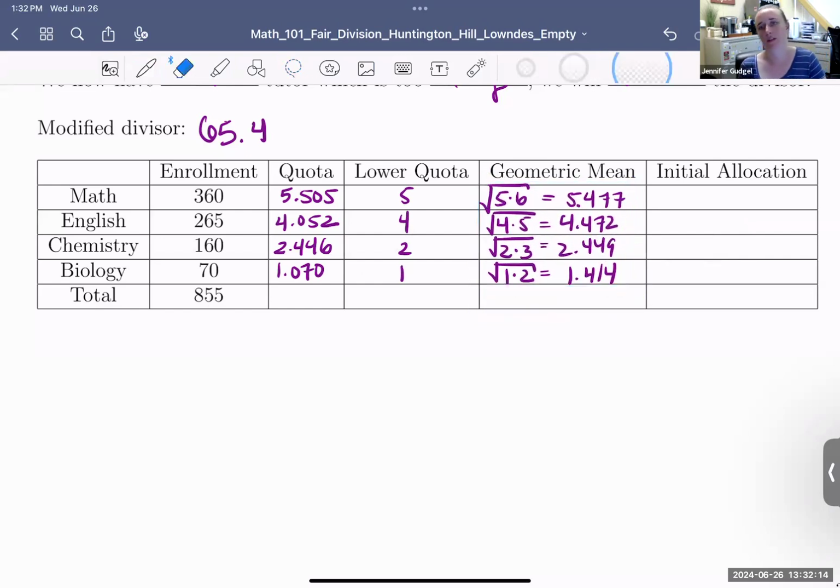So we have our lower quotas, which once again, you'll see that they have the same geometric means as the previous ones. So I'm saving myself time again. They have the same geometric means because it was the same lower quotas. Now we're comparing our geometric means and our quotas once again.